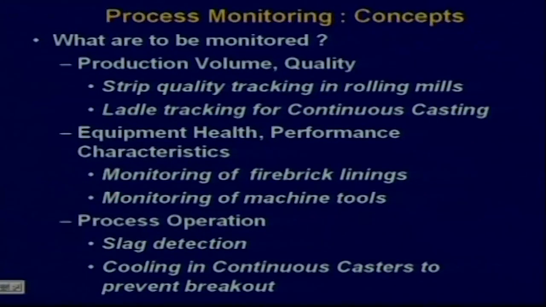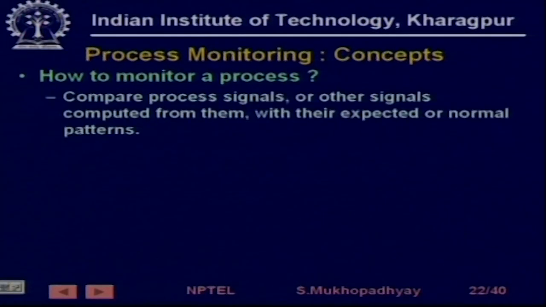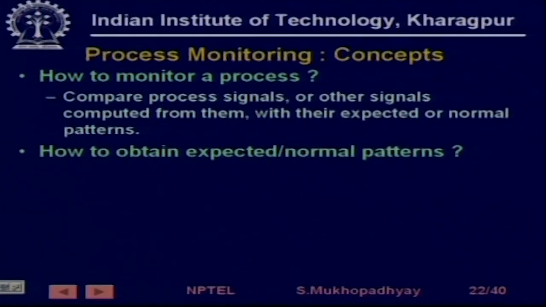Similarly, you can monitor process operations, like detecting when you are pouring metal, when slag is going to come or not, and so on. So you can monitor various kinds of quantities. As I said, to monitor a process, you compare a process signal or some other signal derived from them with their expected or normal patterns. So the expected or normal pattern you have to calculate.